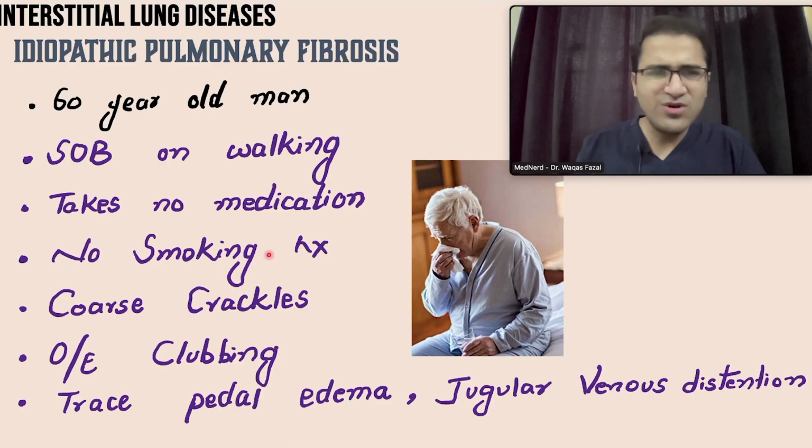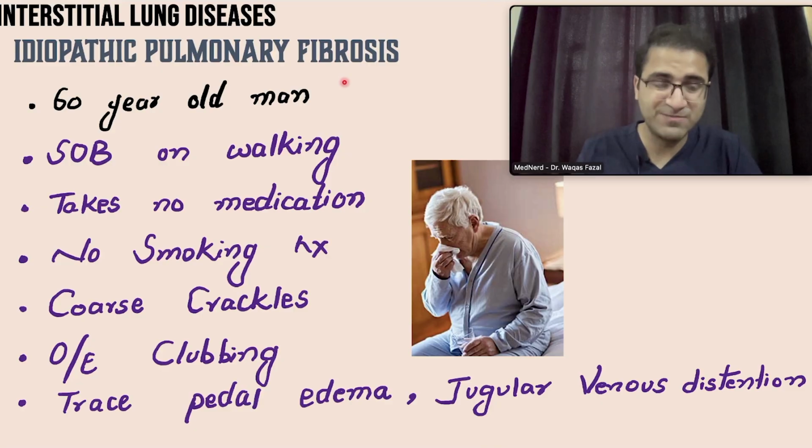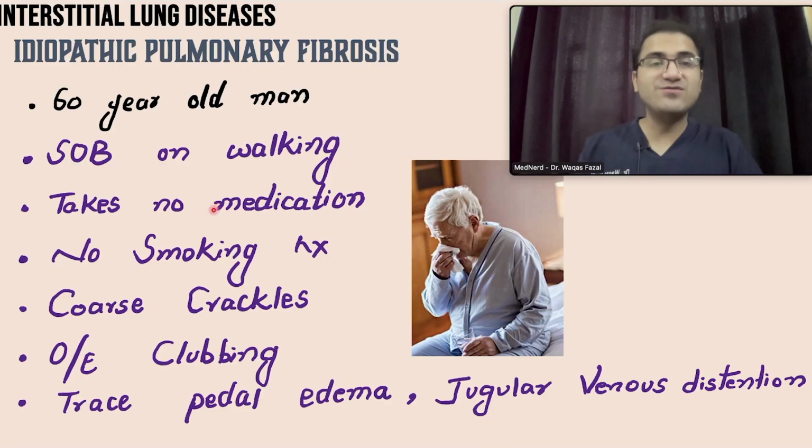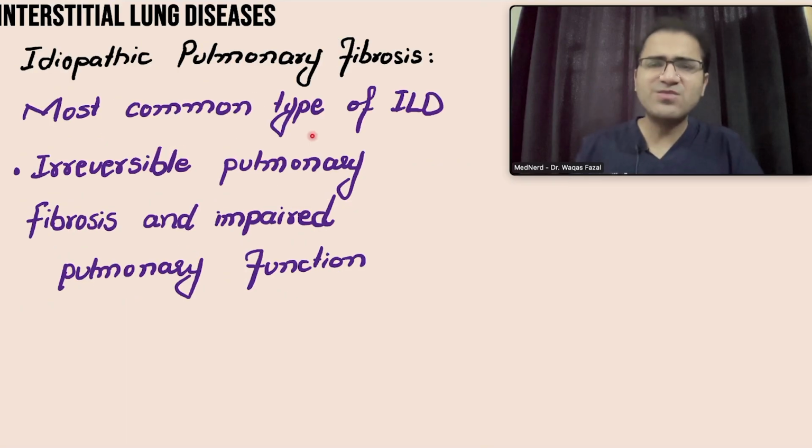This patient has no risk factor. We don't know what is causing this interstitial lung disease. The cause is not known, the exposure is not known. This is a case of idiopathic pulmonary fibrosis. If the patient is a smoker or if the patient is taking any medication, we would say this is not an idiopathic fibrosis. But since this patient is having no exposure, we say that this patient is having idiopathic pulmonary fibrosis. It is the most common type of interstitial lung disease. Most commonly, you won't be able to find any exposure.